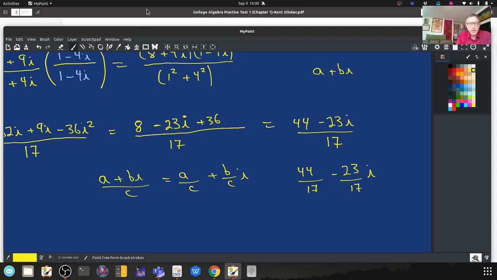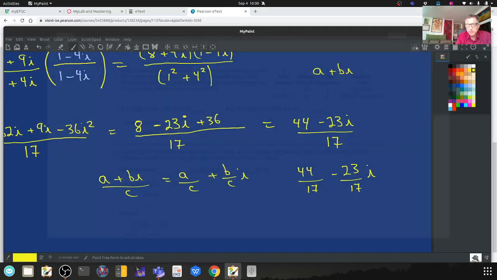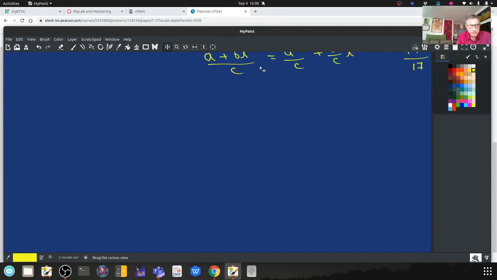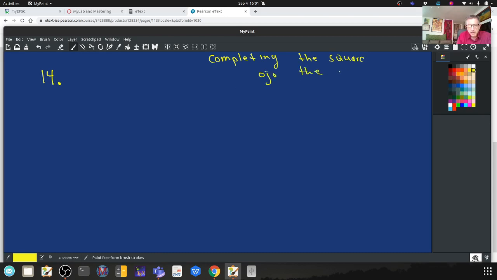Okay, so on to another question. This is number 14. What we're going to do in number 14 is solve a quadratic equation by completing the square. The only thing that I want to remind you of is that the polynomial is monic.